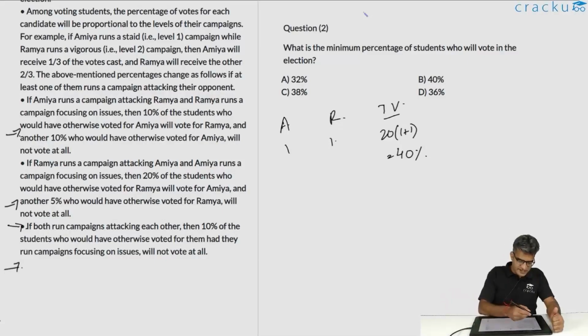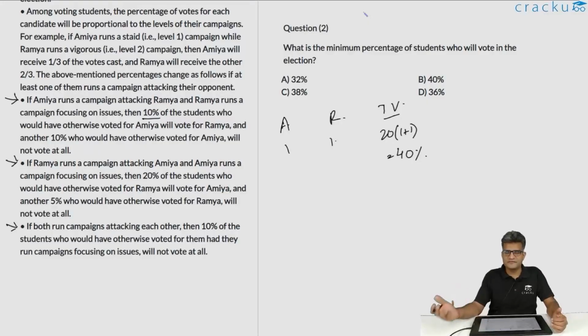So if say Amiya is attacking Ramya, then 10% of the students who would have voted for Amiya would vote for Ramya. We are not concerned about it because they're somehow voting for somebody or the other. We are only looking to minimize the number of people who vote. So the maximum number of people we are looking for is the people who drop out. And 10% of the people who would have otherwise voted for Amiya will not vote at all.